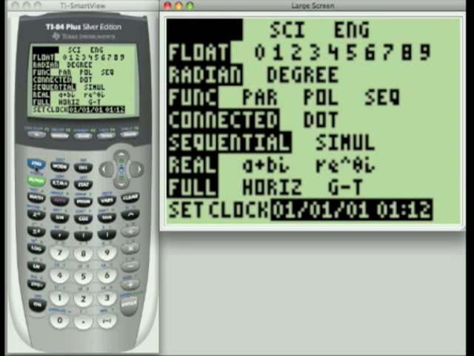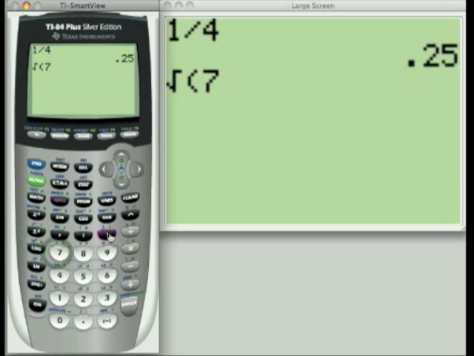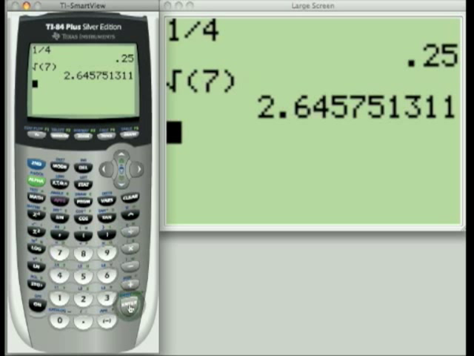Let's look at an example. I go back to my home screen and I type in 1 divided by 4. The float for 1/4 is 0.25. That is because that's how far the decimals go out for 1/4. On the other hand, if I type in the square root of 7, you can see this decimal is a little bit larger, and the calculator shows as many decimals as it can for the square root of 7. Now remember, the square root of 7 is an irrational number, so the decimals are never ending.